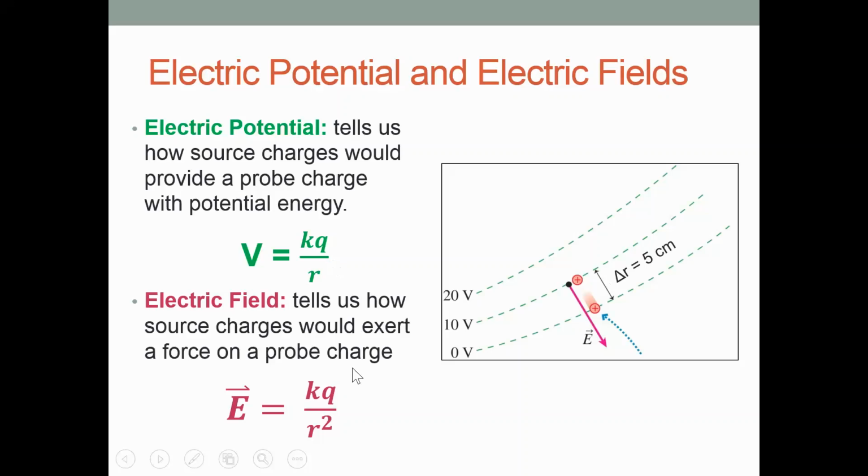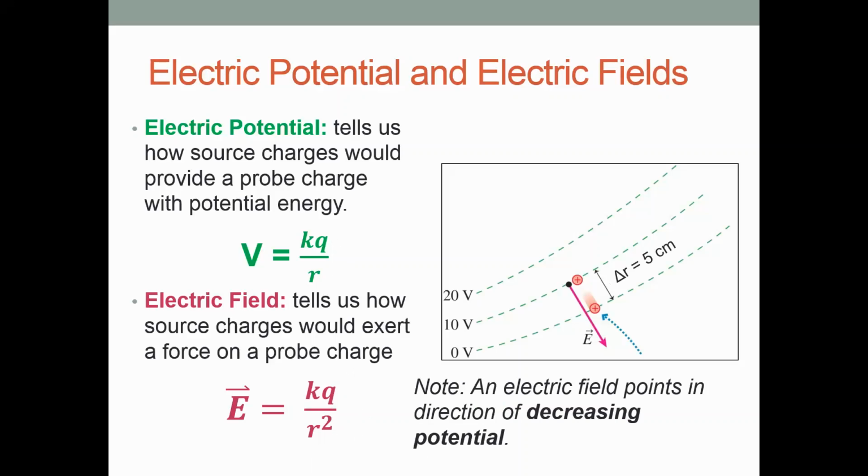And that's the equation. So they're similar. One difference is that electric field is a vector, and electric potential is a scalar. An electric field is divided by r squared. Electric potential is just divided by r. If you'll notice, electric field points go in the direction of decreasing potential. So we start at 10 volts and the electric field points this way, going towards 0 volts.